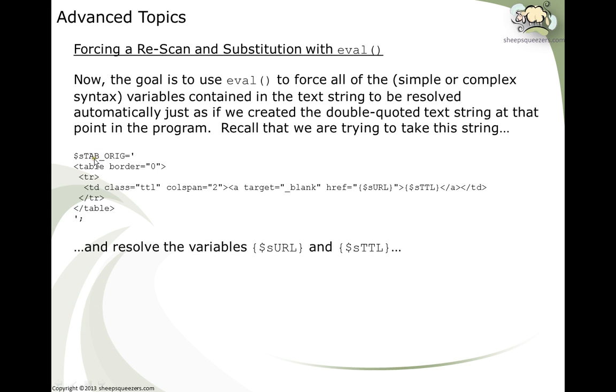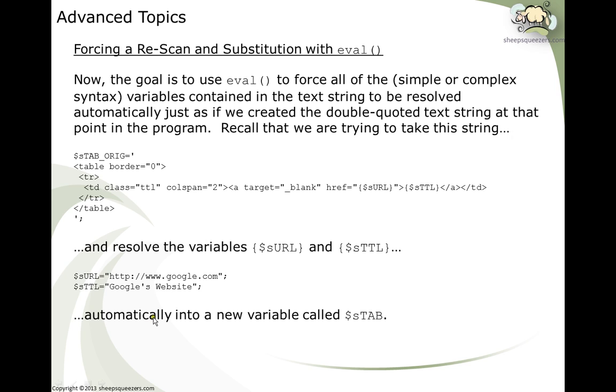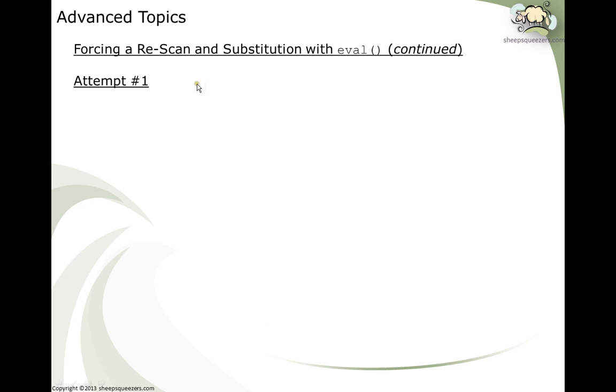That's why we have to do this force rescan. So we want to resolve the variable values $URL and $STTL. Here's again the values of those. $URL is again Google's website URL. $STTL is just Google's website name. And we want to resolve that automatically into a new variable called $STab. So we're going to do several attempts at this, most of which will be wrong, but I'm trying to get at the point where you can look at the code and understand what eval is attempting to do, and then finally at the end of our last attempt we will get the correct results.